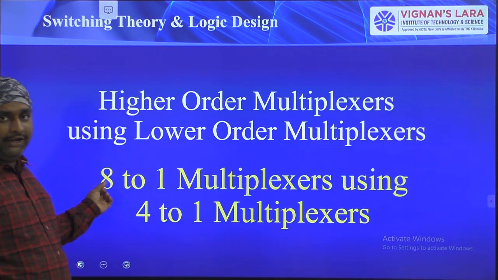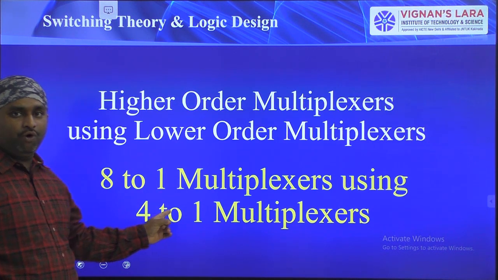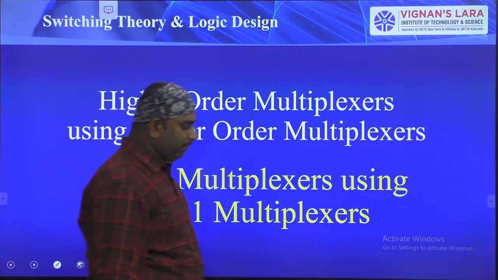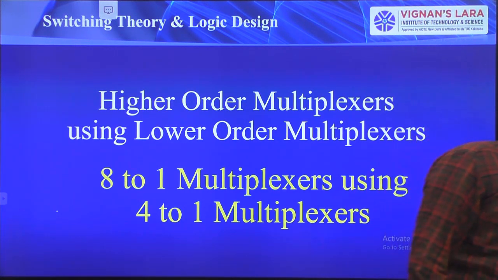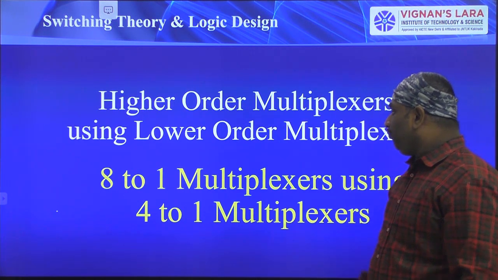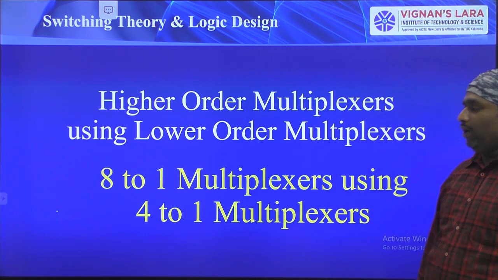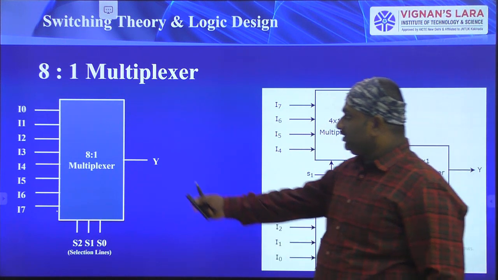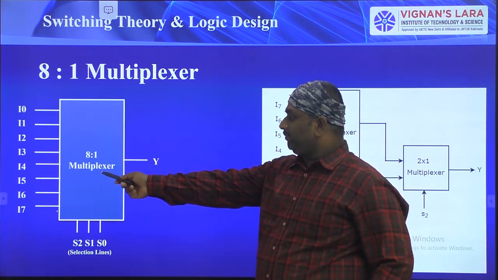Next multiplexer, 8 to 1 multiplexer. 8 to 1 multiplexer by using 4 to 1 multiplexer. So for implementing it, here I am taking 4 to 1 multiplexers. See here, this is the 8:1 multiplexer operation.